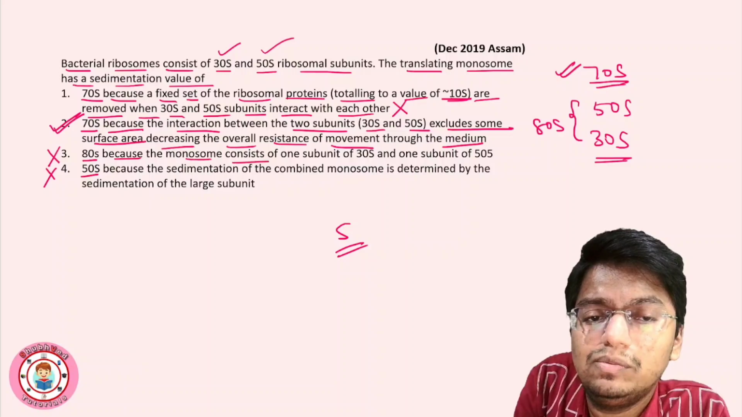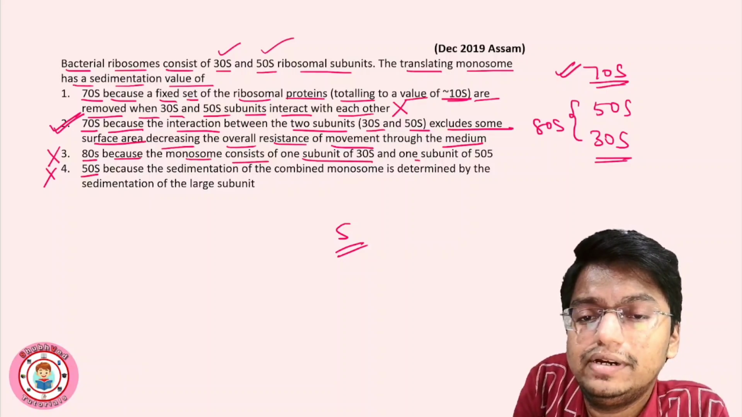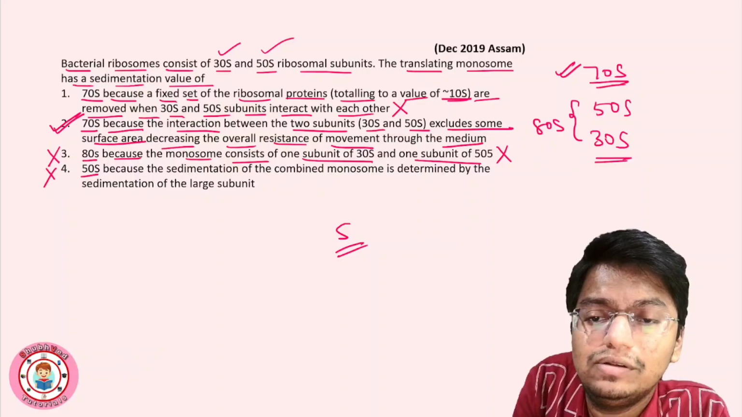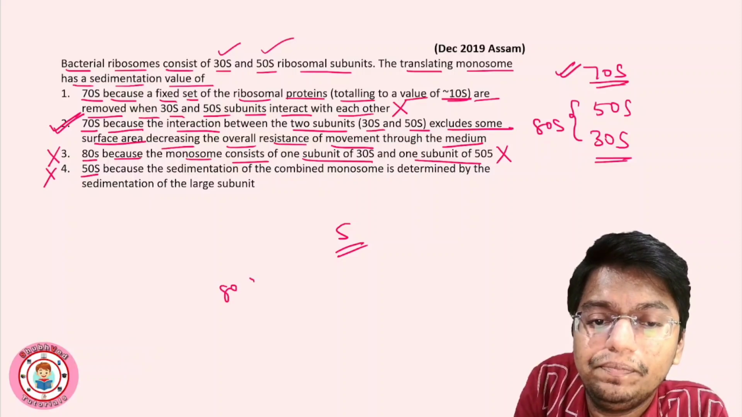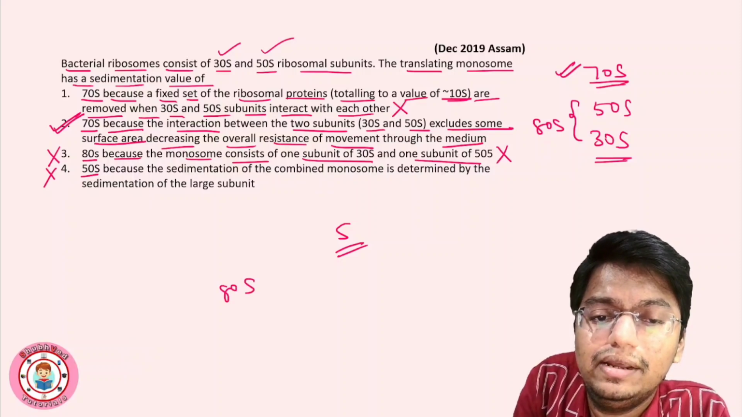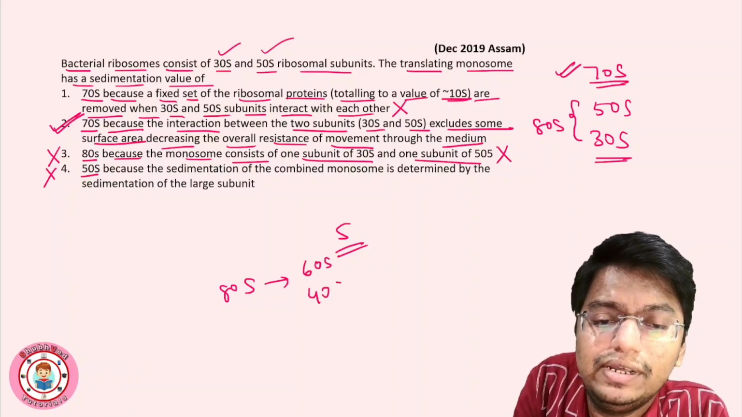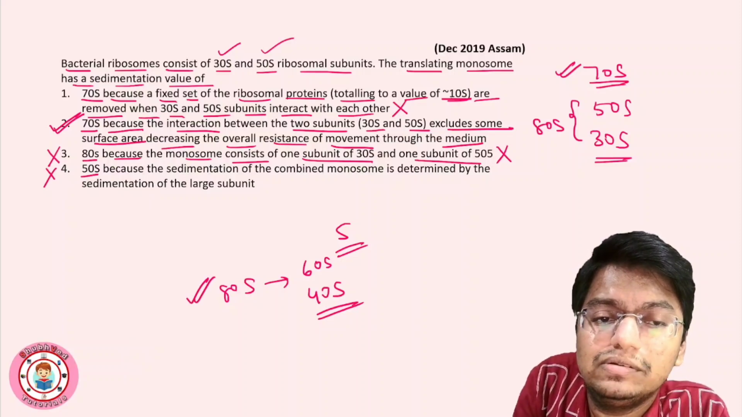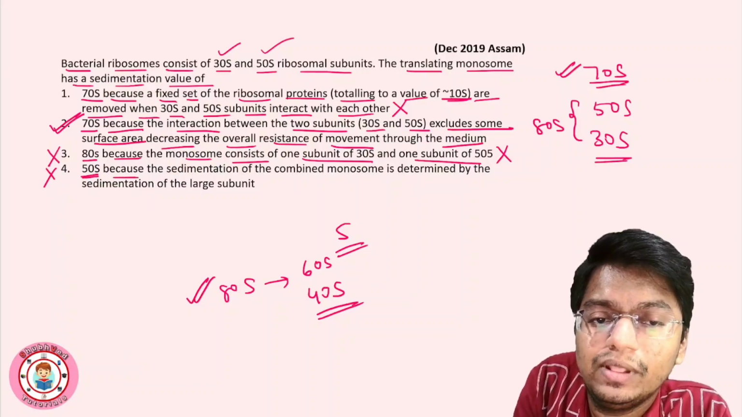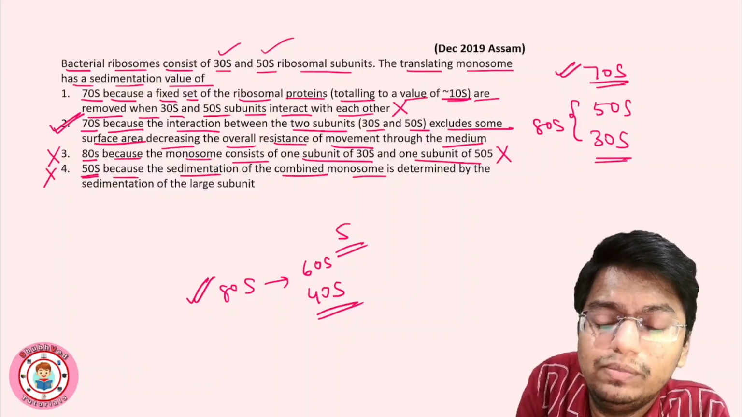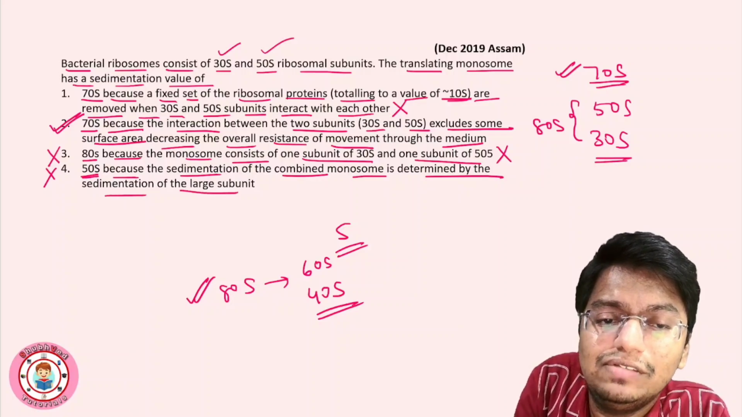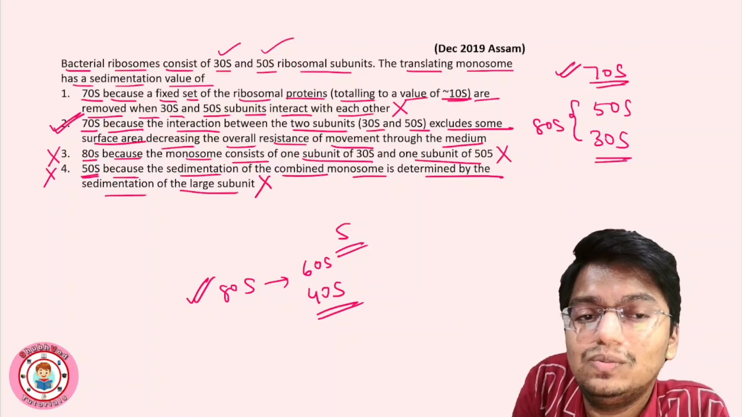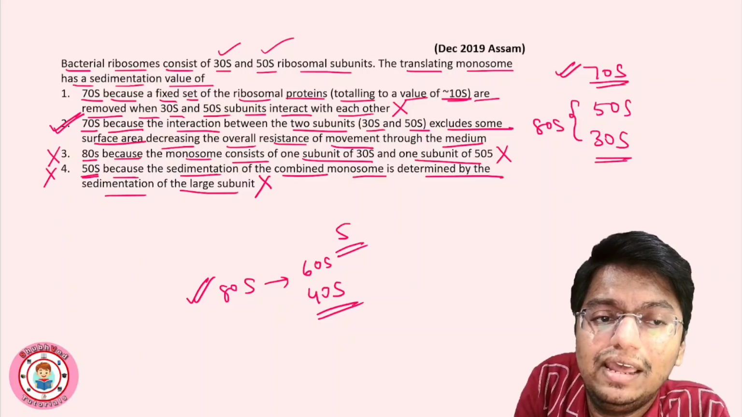80S because the monosome consists of one subunit of 30S and one subunit of 50S. No, because 80S is the eukaryotic case, right? Consisting of 60S and 40S, large subunit, small subunit. So this is of eukaryotes. 50S is the subunit of the large subunit, because the sedimentation of the combined monosome is determined by the sedimentation of the large subunit. Okay, no. So we have already answered this.